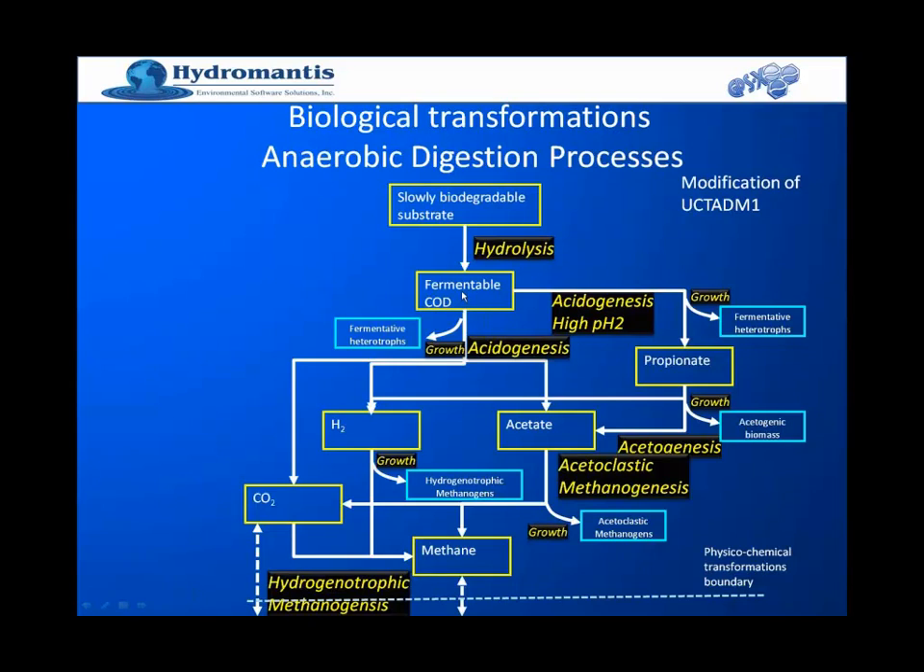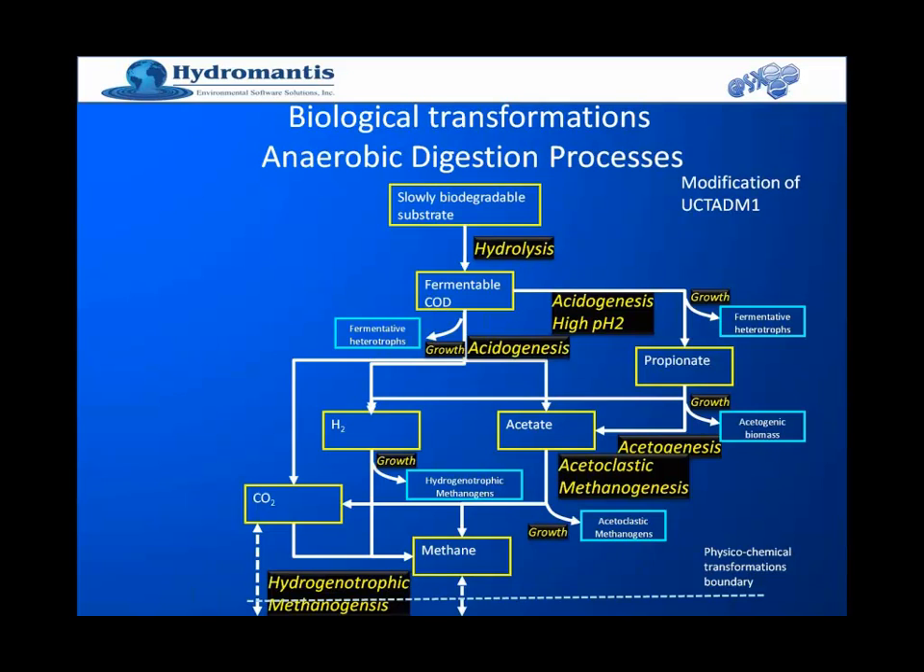It's used up by different bacterial groups to produce propionate, acetate, and hydrogen, which are further used by two bacterial groups, acetoclastic methanogens and hydrogenotrophic methanogens, to produce methane. So this is the overall scheme which is given for this model, which is called the UCT ADM1.